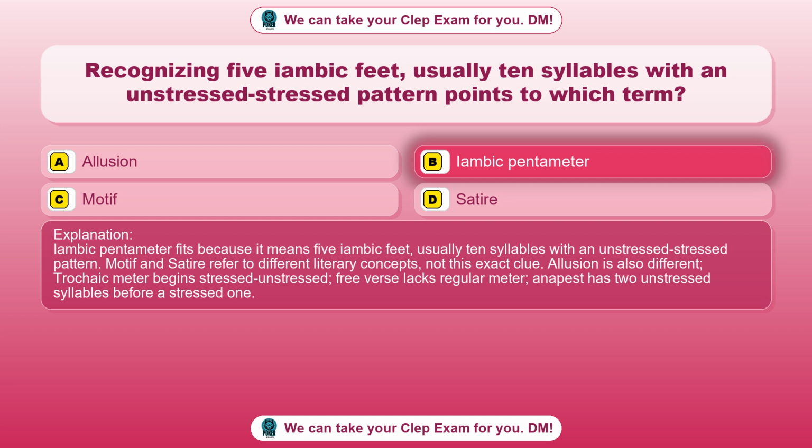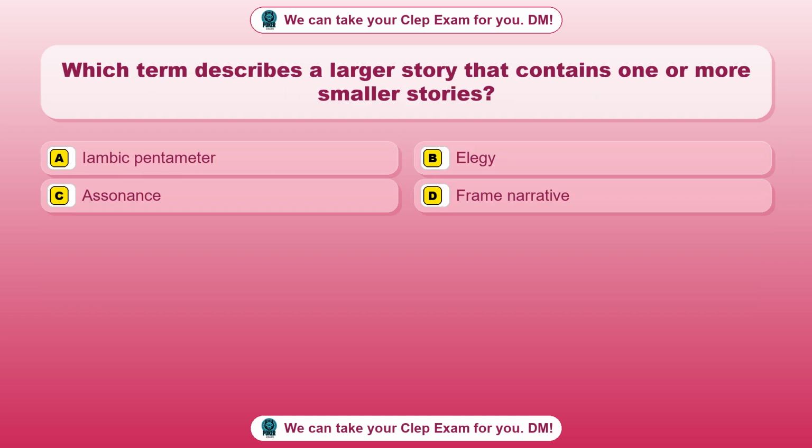Motif and satire refer to different literary concepts, not this exact clue. Illusion is also different. Trochaic meter begins stressed unstressed, free verse lacks regular meter, anapest has 2 unstressed syllables before a stressed one. Question 66.